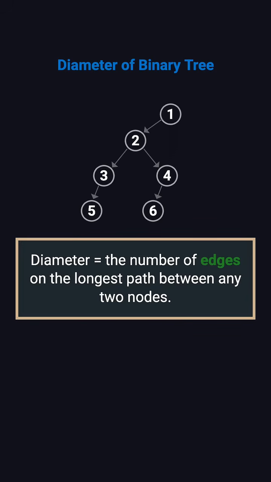In another tree, the longest path from the root side might look like 1 to 2 to 3 to 5, which is length 3. But the true longest path can be 5 to 3 to 2 to 4 to 6, which is length 4. That path stays inside a subtree and never goes through the root. So if we only check the root, we can miss the correct answer.